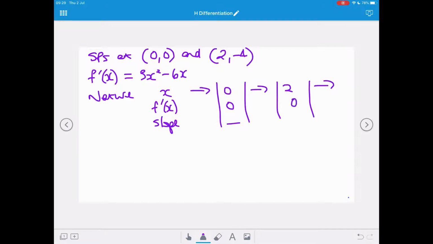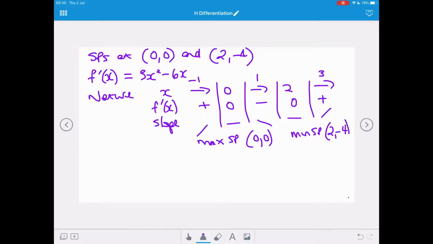So we know we've got stationary points with a gradient of 0 at 0 and 2. If we consider negative 1, it's going to have a positive gradient. If we consider 1, then it's going to have a negative gradient. And if we consider a value of 3, then it's going to have a positive gradient. So we can see that we've got a maximum stationary point at the origin, and we've got a minimum stationary point at 2, negative 4.